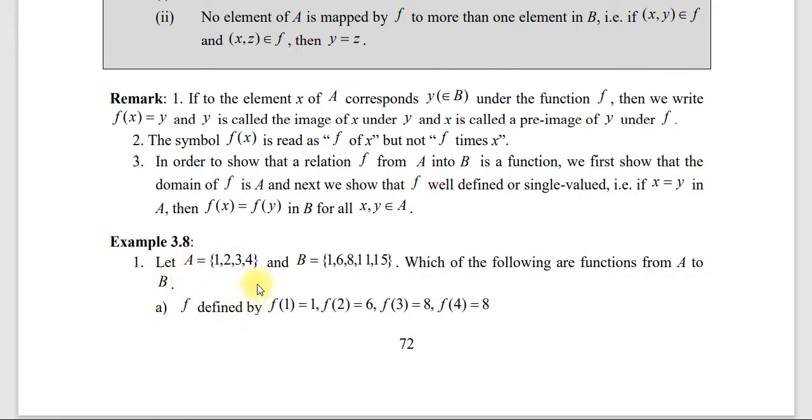Example number 1. Let A be the set containing 1, 2, 3, 4 and set B contain 1, 6, 8, 11, 15. Which one of the following functions from A to B?